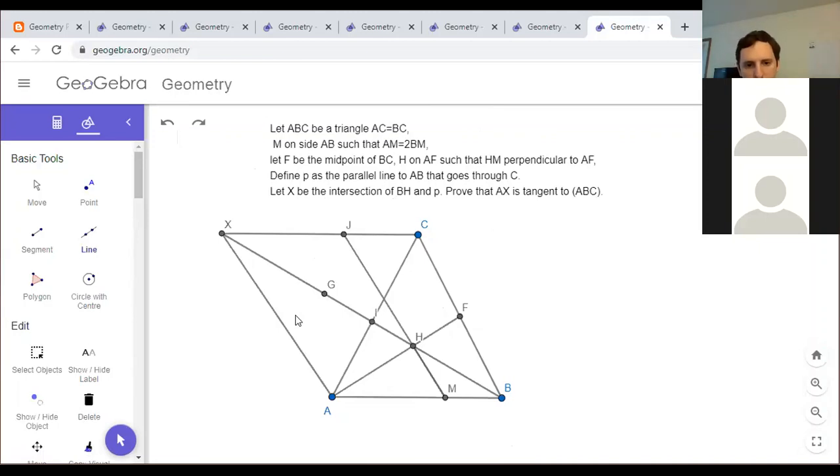The 1:2 ratio also reminds me that in a parallelogram, if you connect points to opposite midpoints, then it trisects the diagonal. But there are no parallels here, so that might not work. So let's see if I could use Menelaus. Let's have CH meet this at a point. Oh, actually, you know what?